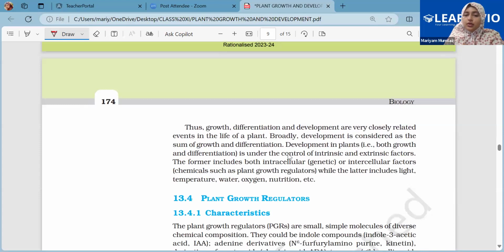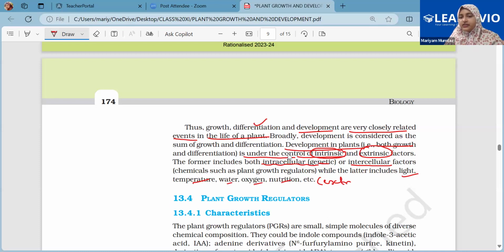Now moving forward, growth, differentiation, and development are very closely related events in the life of a plant. Broadly, development is considered as the sum of growth and differentiation. Development in plants, that is both growth and differentiation, is under control of intrinsic, that is internal, and extrinsic, that is external, factors. The former, the intrinsic or internal factors, include the intracellular, that is within the cell, that is the genetic, or intercellular, that is in between the two cells, factors such as the plant growth regulators or plant hormones. The latter includes light, temperature, water, oxygen, and nutrition. Extrinsic means the external factors that affect the plant's development.